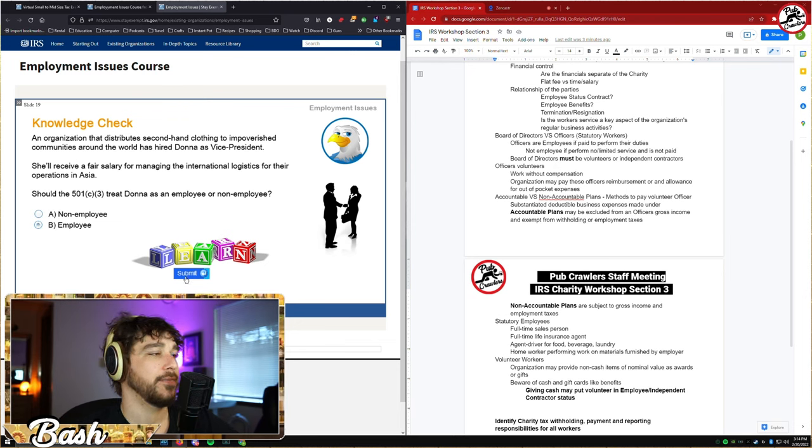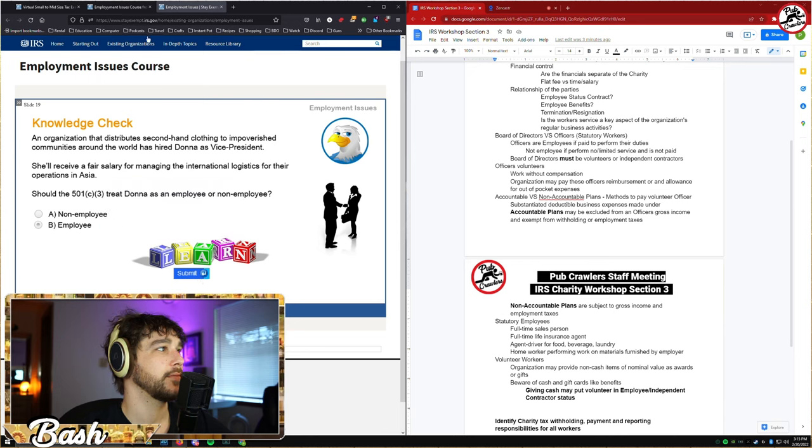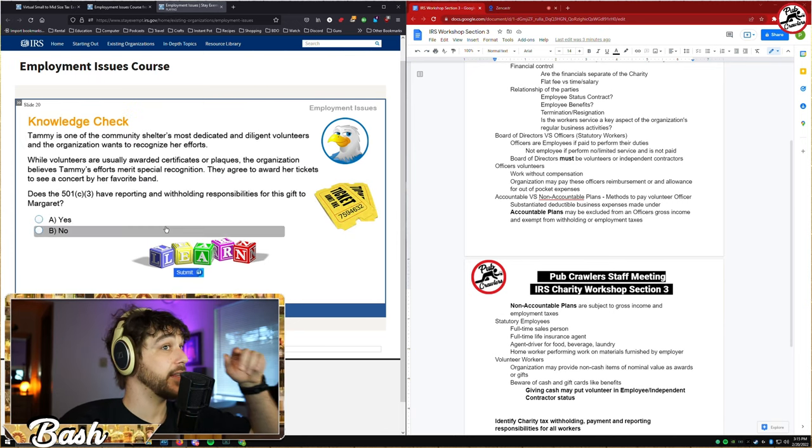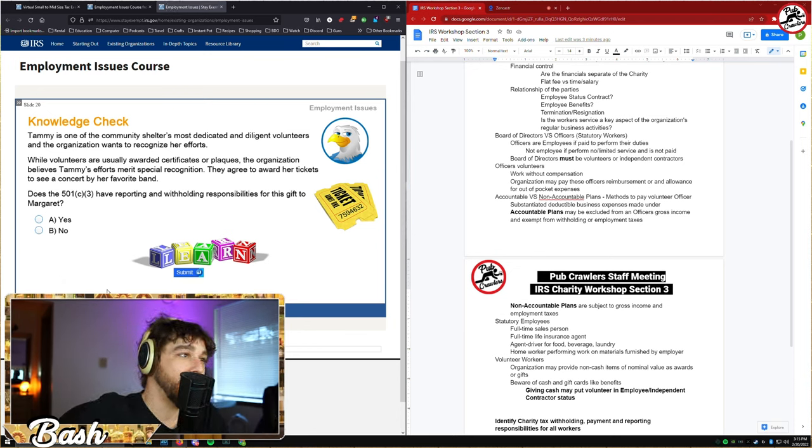Yeah. Well, actually, wait, can't officers be considered volunteers? Yes, but not if they're paid. Not if they're paid. Okay. She's paid. Donna's duties as vice president combined with her salary make her an employee. And that makes sense. That's a big thing that we're not covering so much, though, is it's also her responsibilities. She's the vice president as well. If they weren't paying her, that would be one of those situations with the entitled compensation that we talked about earlier.